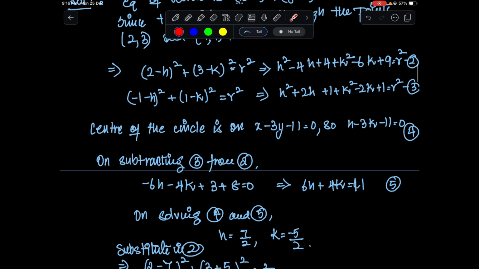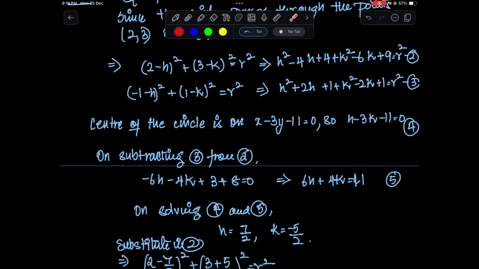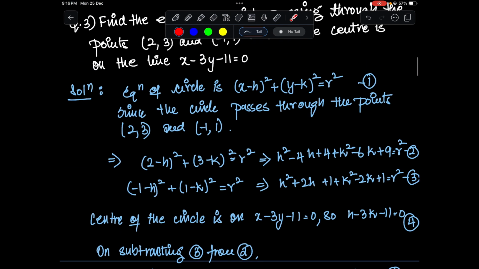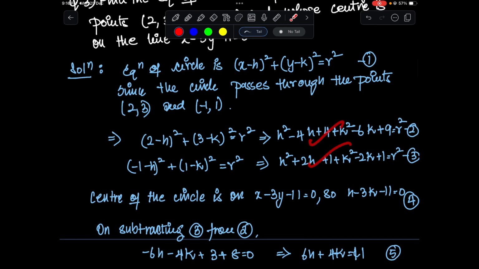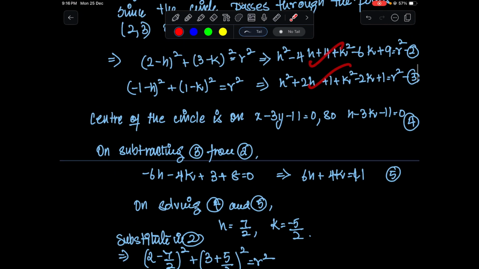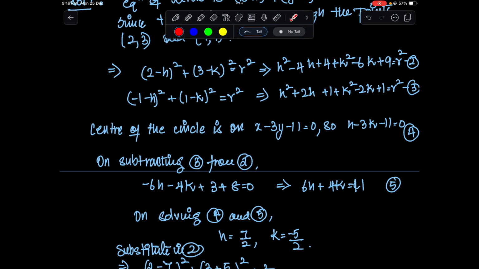Right? Now one more equation we have, because I have three unknowns, that is h, k and r. So I require three equations. So two I got from this, and the next one is, they also mentioned that the center of the circle lies on this line. That means h comma k satisfies this equation, because the center is h comma k.